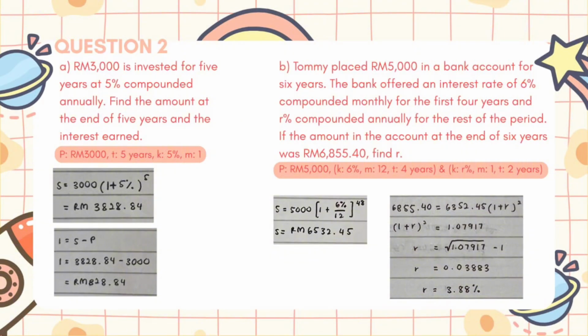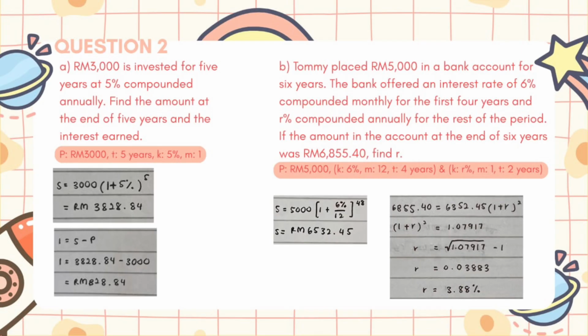B. Tommy placed 5,000 ringgit in a bank account for 6 years. The bank offered an interest rate of 6% compounded monthly for the first 4 years and R% compounded annually for the rest of the period. If the amount in the account at the end of 6 years was 6,855 ringgit 40 cents, find R.